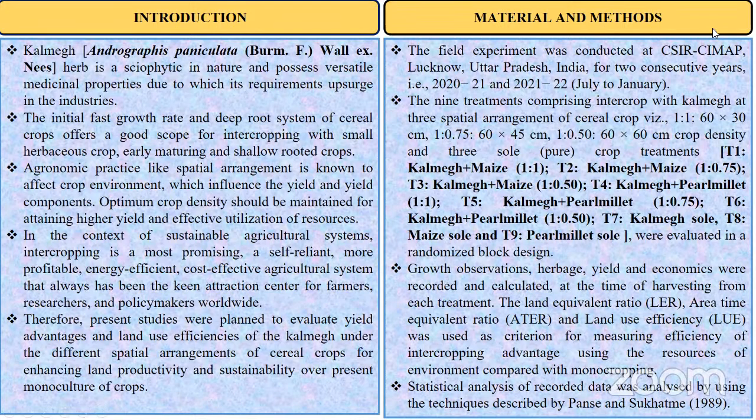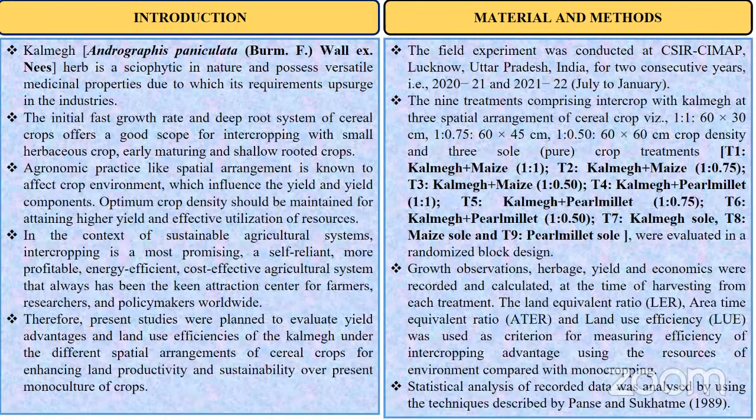Methodology of the study: the field experiment was conducted at CSIR-CIMAP Lucknow, Uttar Pradesh, India for two consecutive years, 2020 to 2021 and 2021 to 2022, in the months of July to January. There were a total of 9 treatments comprising intercrops with Kalmegh at 3 spatial arrangements of cereal crops, that is 1:1 ratio, 1:0.75 ratio, and 1:0.50 ratio, and 3 sole crop treatments.